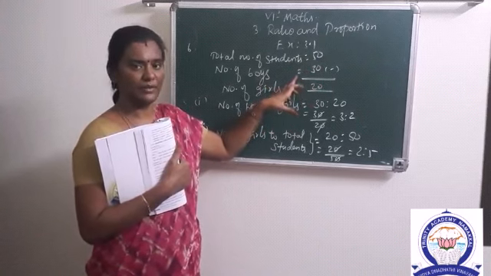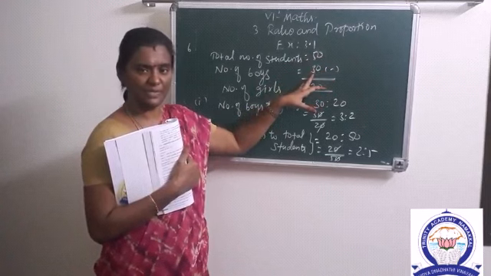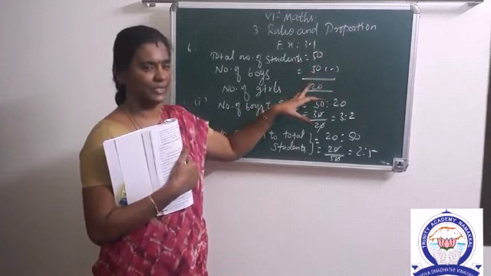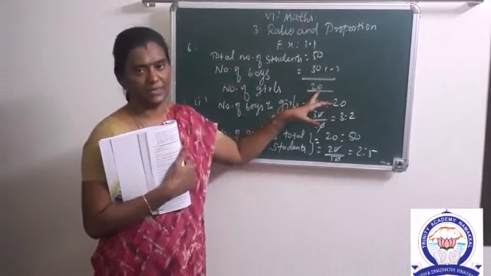Now, from these two, we find the number of girls. How to find? We subtract these two. Total number of students and the number of boys, we subtract and get the number of girls. How many girls? 50 minus 30, 20. So the number of girls is 20.